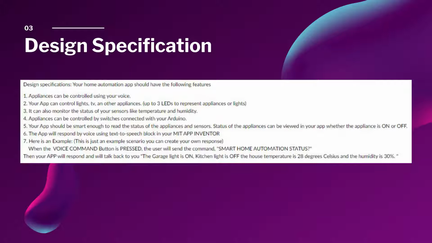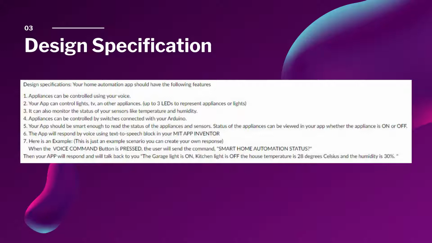We have the following. Number 1, appliances can be controlled using your voice. Your app can control lights, TV, or other appliances. Up to 3 LEDs to represent appliances or lights. It can also monitor the status of your sensors like temperature and humidity. Appliances can be controlled by switches connected with your Arduino. Your app should be smart enough to read the status of the appliances and sensors. Status of the appliances can be viewed in your app, whether the appliance is on or off.